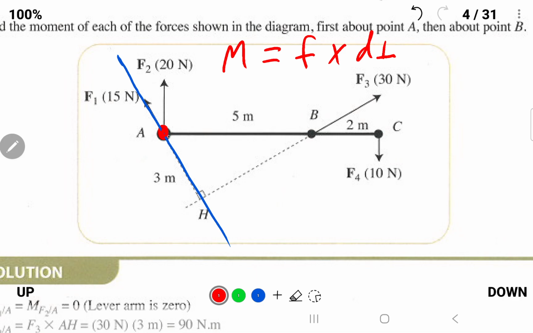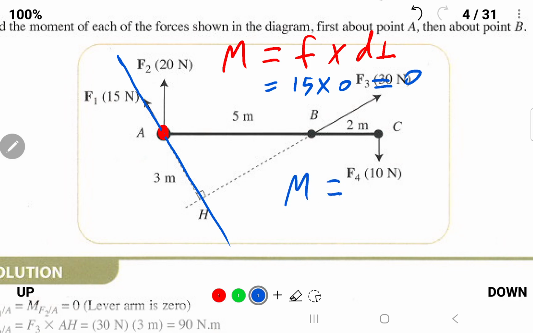So clearly here the point is on the line. The distance of the point from the line is 0. So in order to find the moment, we say the force is 15, that's F1, times the distance 0. So here the moment will be 0. That's the moment of F1. Now what about the moment of F2?